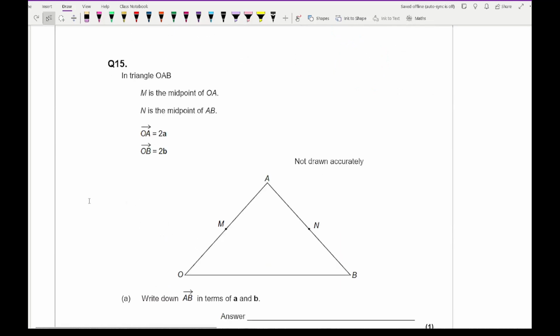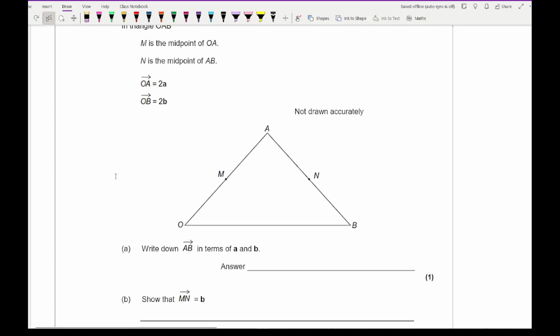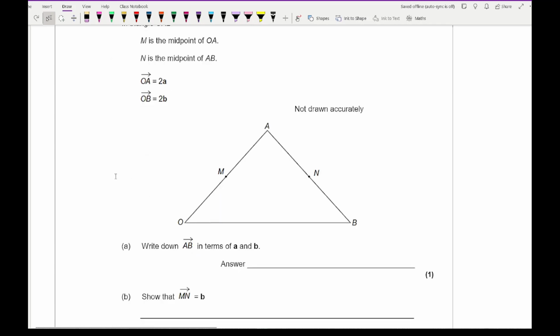Then with question 15, it says in the triangle OAB, M is the midpoint of OA and N is the midpoint of AB. OA equals 2a and OB equals 2b. Write down AB in terms of a and b. So for this, what we need to do is just label with the information. So we know that O to A is 2a and M is the midpoint. So that means that this is going to be a and this is going to be a. Now O to B is 2b, so I can just label that like so.